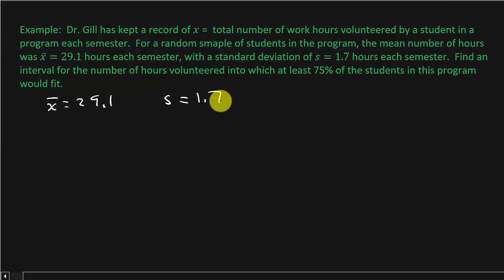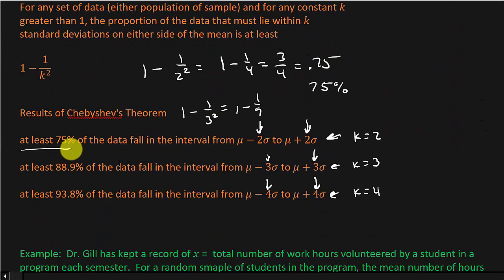So we have a big list of data with hours worked. And we want to know in what interval at least 75% of those values will fit. So we know at least 75%, we're 2 standard deviations on either side of the mean, 2 standard deviations about the mean. So we know our interval is going to consist of the mean minus 2 standard deviations to the mean plus 2 standard deviations.